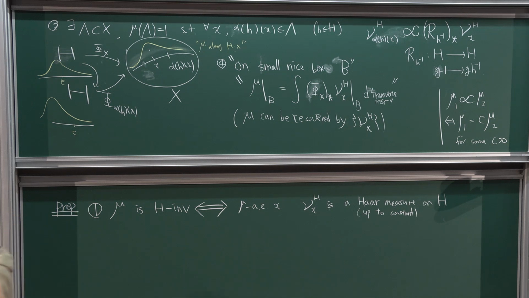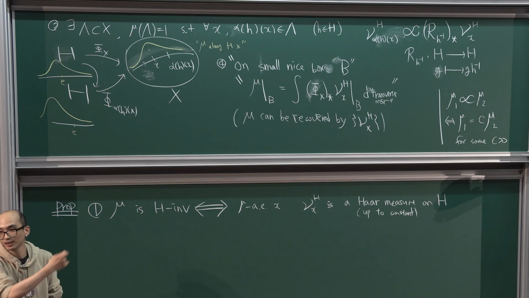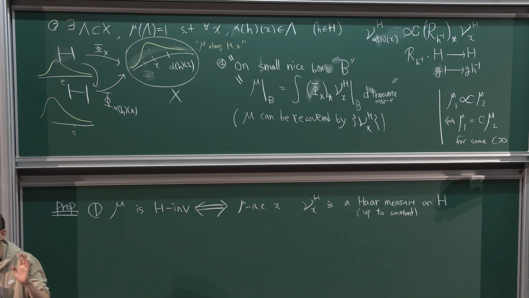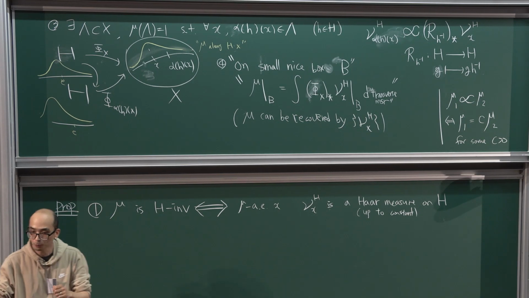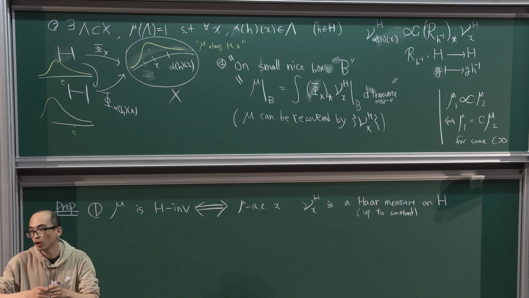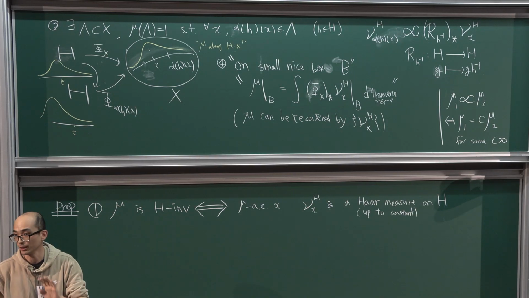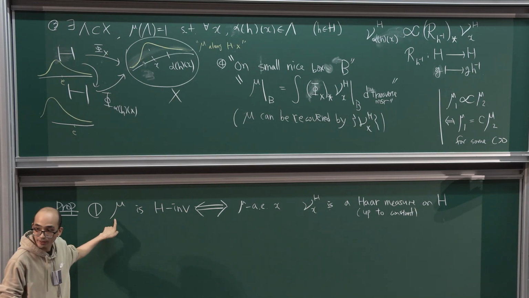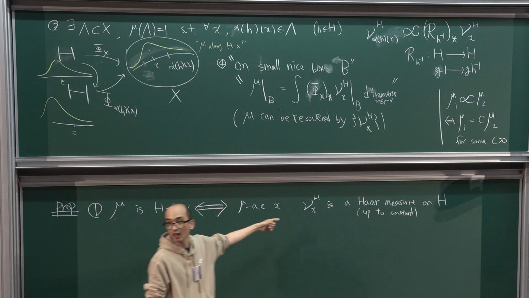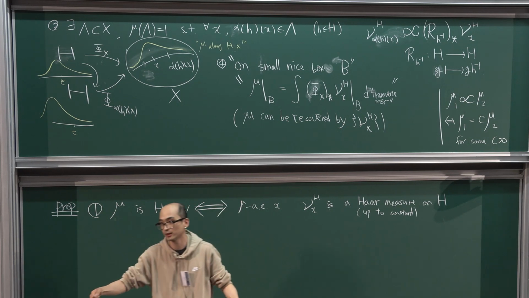Yes? Are those measures always full support on H? No. If you think about the Dirac delta mass, then your family of measures is just Dirac delta mass. So yeah, that's a good point. Nu xh is just some measurable stuff, so I cannot say anything about the regularity at all right now. But if your measure is H invariant, then I can say that your measure is Haar, so it is a very nice regular measure on H.